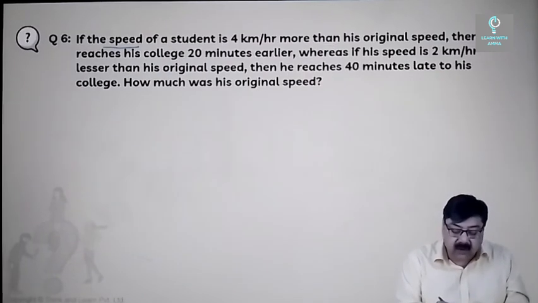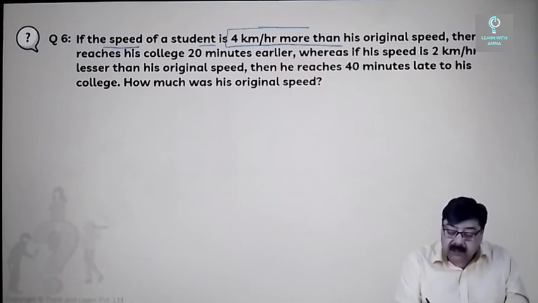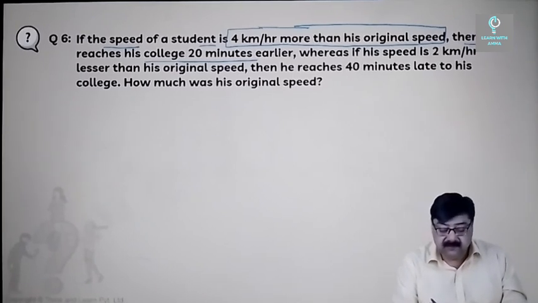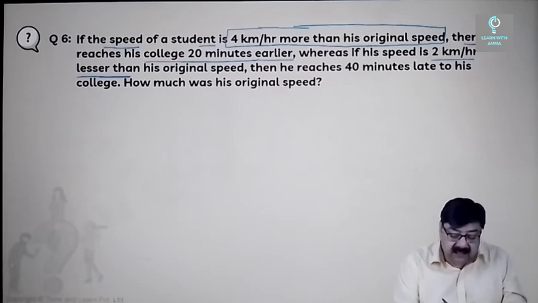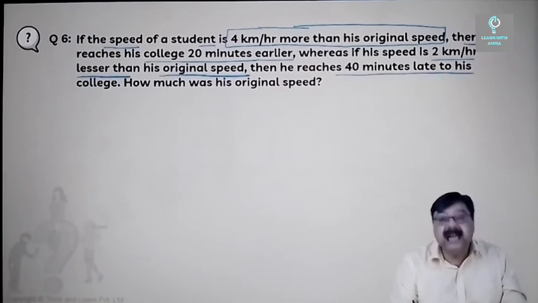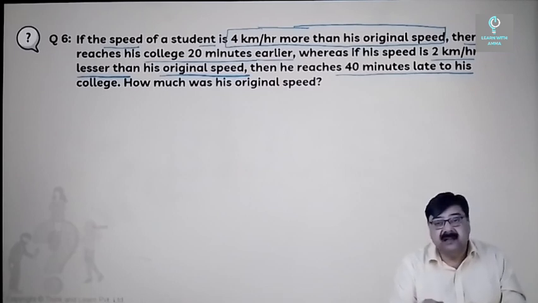Now, if the speed of a student is 4 km per hour more than his original speed, then he reaches his college 20 minutes earlier. Whereas if his speed is 2 km per hour lesser than his original speed, then he reaches 40 minutes late to his college. How much was his original speed?